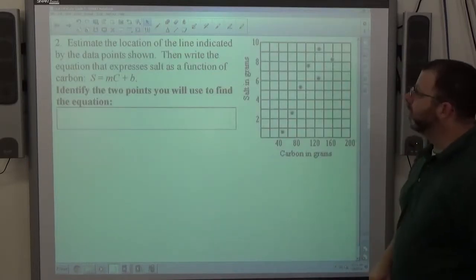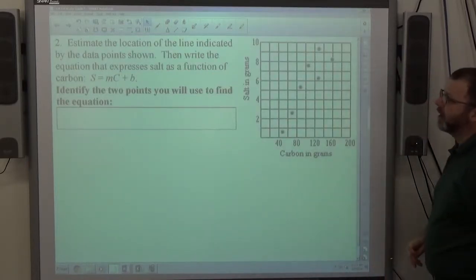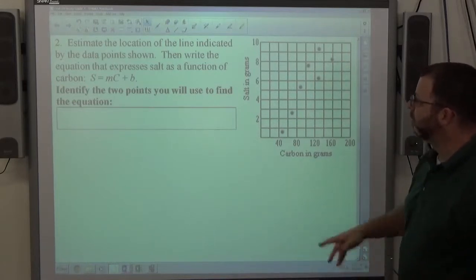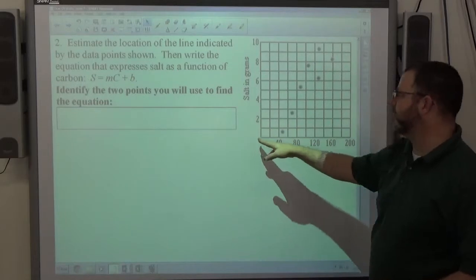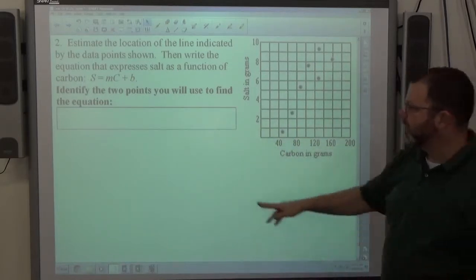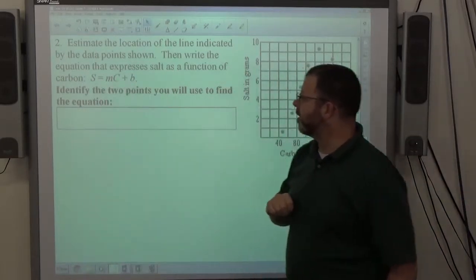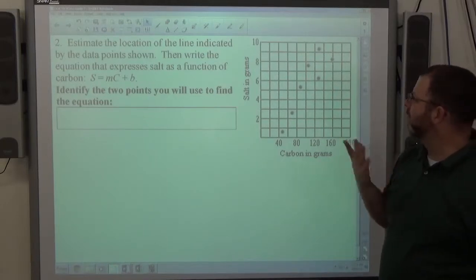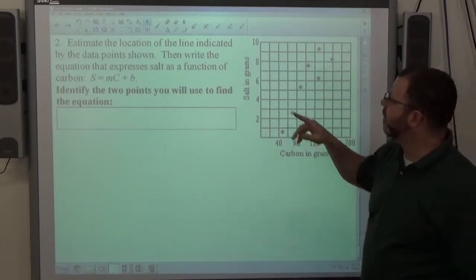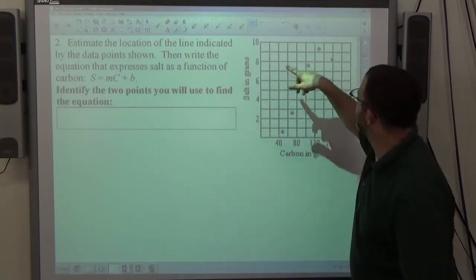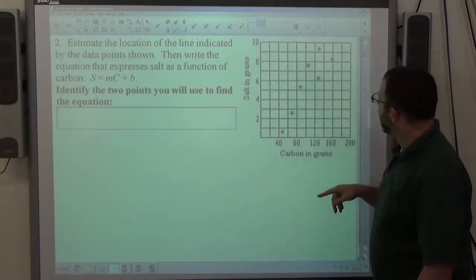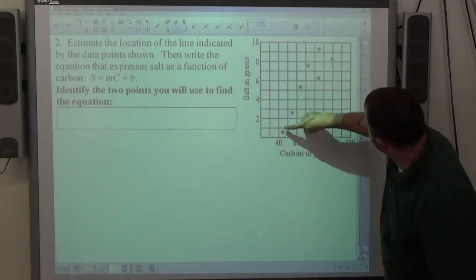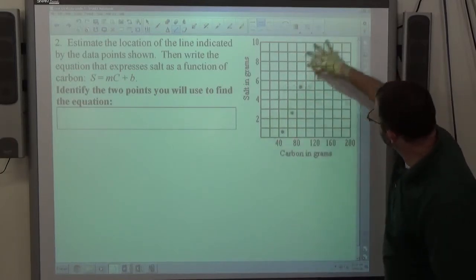Number 2, estimate the location of the line indicated by the data point shown, then write the equation that expresses salt, which is the y-coordinate, as a function of carbon, the x-coordinate. So S for the y-coordinate, C for the x-coordinate. And it does say identify the 2 points you use to find the equation. You can see the line's not drawn, so we have to draw the line first, preferably with a straight edge. And you get a feel for the data. It's starting off here and going up in this general direction.